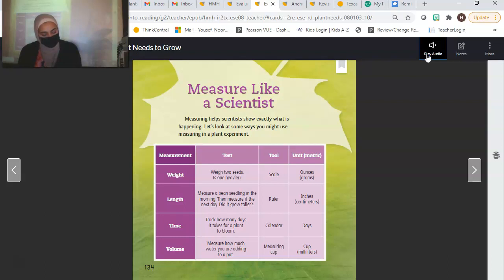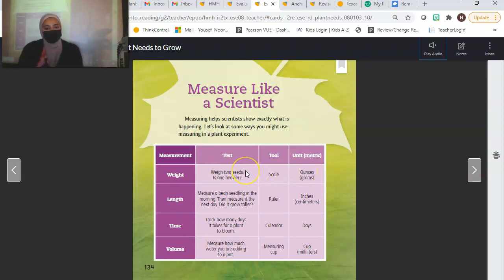So basically on this side here, it says the measurement. So here they're measuring the weight, the length, the time, and the volume. And then here it's talking about what the test is, the tool they used, and the unit they used. Okay, because you use different units depending on how you measure. It says measuring the weight, they used a scale and they weighed it by ounces. Okay, they didn't weigh it by pounds, but by ounces.